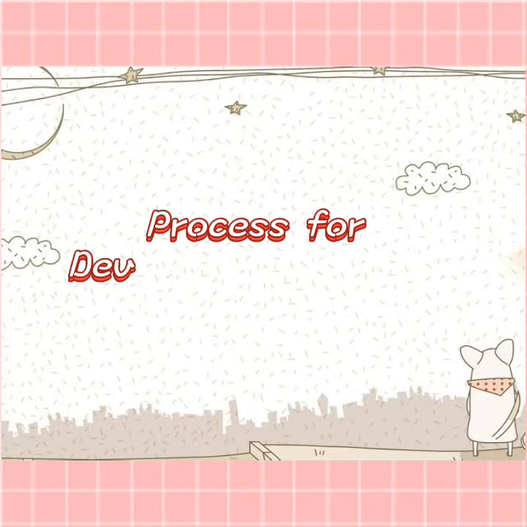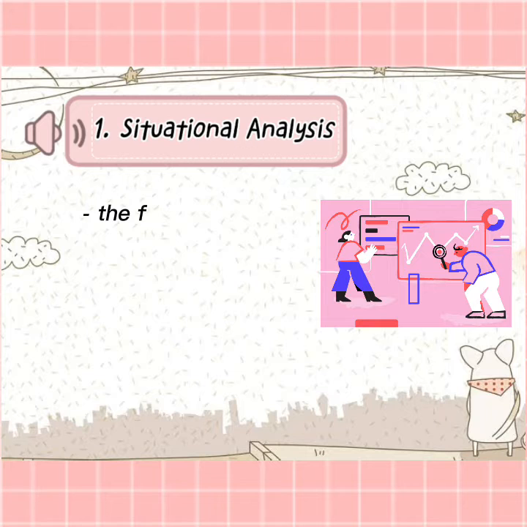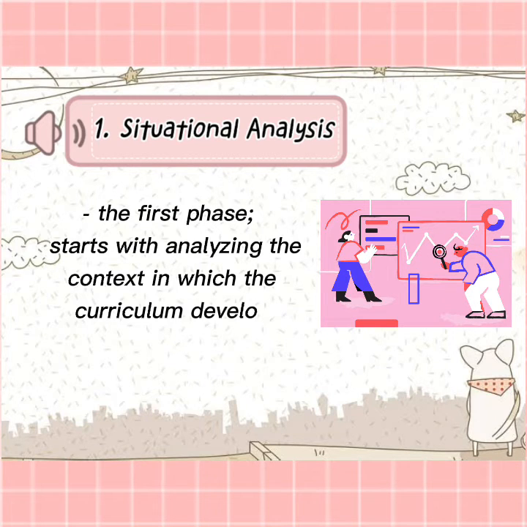Now, let us proceed to the process for developing curriculum under Powellens model. First is the situational analysis. This is the first phase. It starts with analyzing the context in which the curriculum is developed. It includes a study of the different curriculum sources, learners, society, and discipline, and careful examination of the different curriculum influences, external, internal, and organizational, that affect curriculum development.